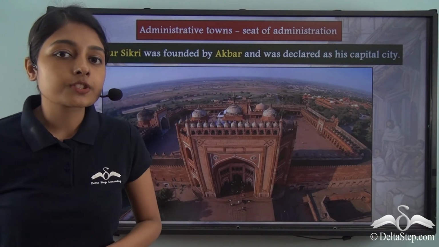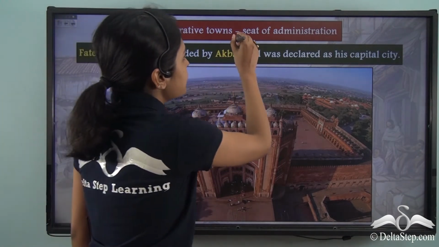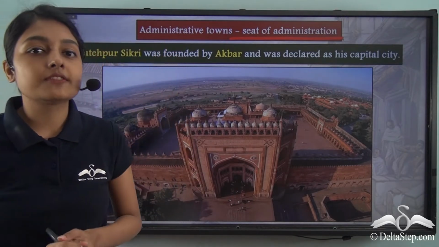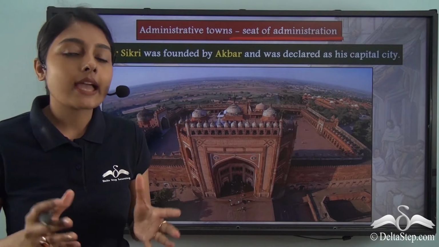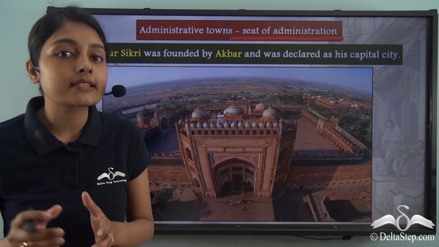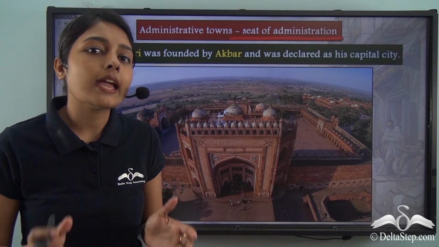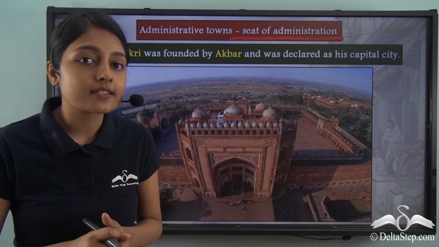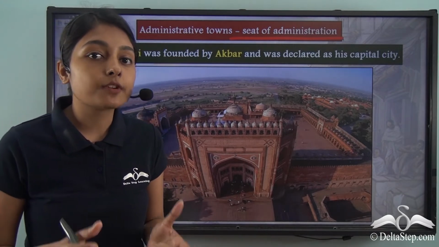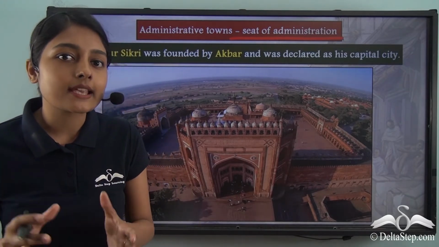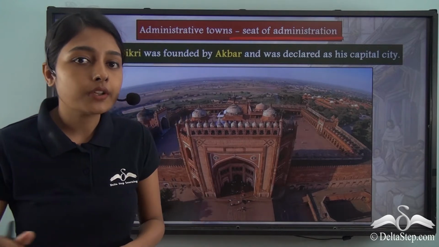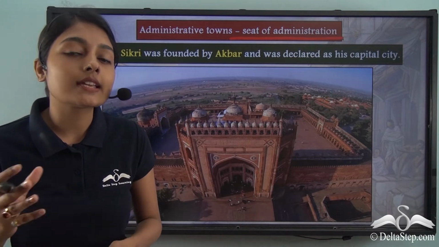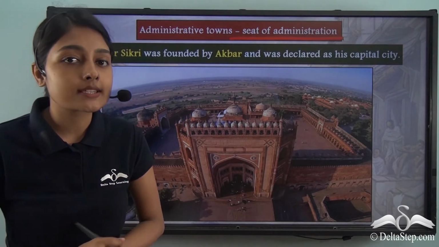Now, administrative towns, you should keep in mind, were the seat of administration. Now, what does this mean? To put it simply, administrative towns were capital cities. Now, these capital cities were relatively bigger in size than the rest of the towns and villages in any territory or in any kingdom or in any empire. And because these places were more populated, because these places were more important, and because these places had better access to trade and other resources, these cities were declared the capital cities. So, these were the centers of power under various rulers and kings.